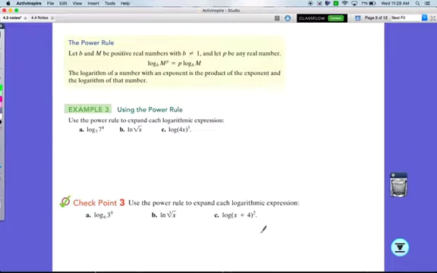All right, and then one more rule is the power rule. If inside here, in the argument, you have a power, you can actually move the power to the outside and multiply it by the whole logarithm.